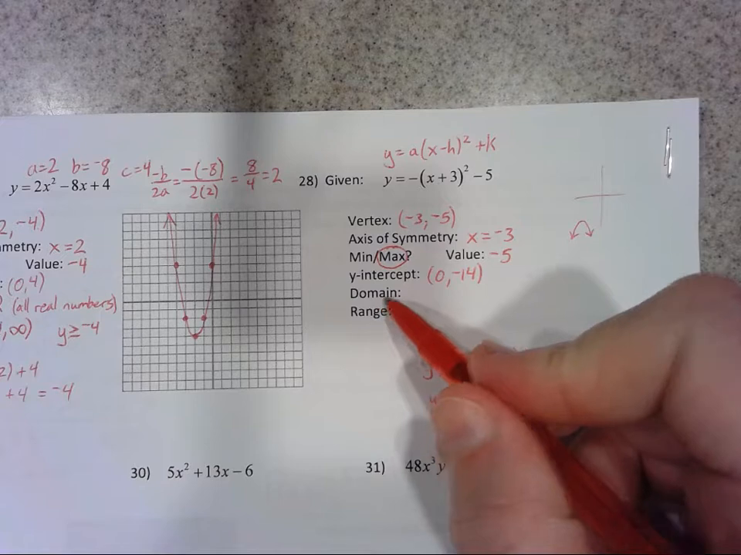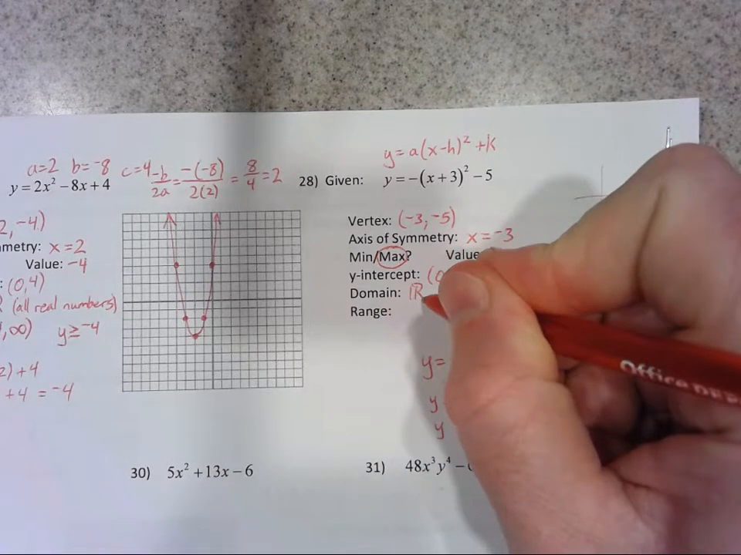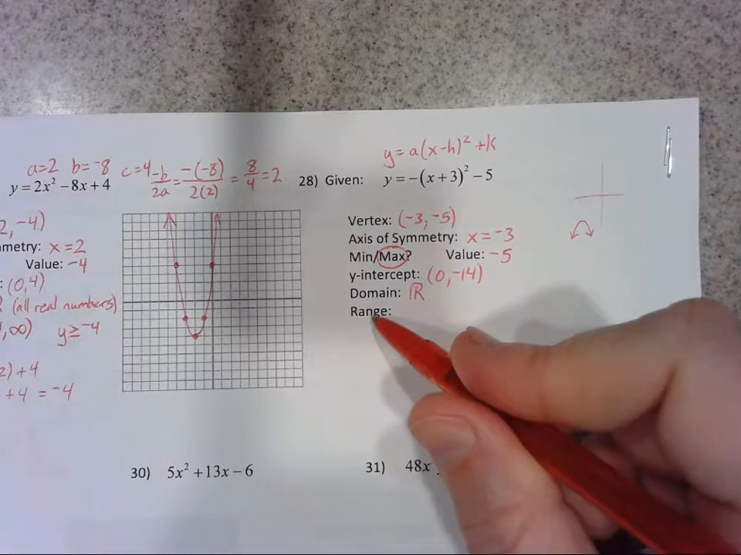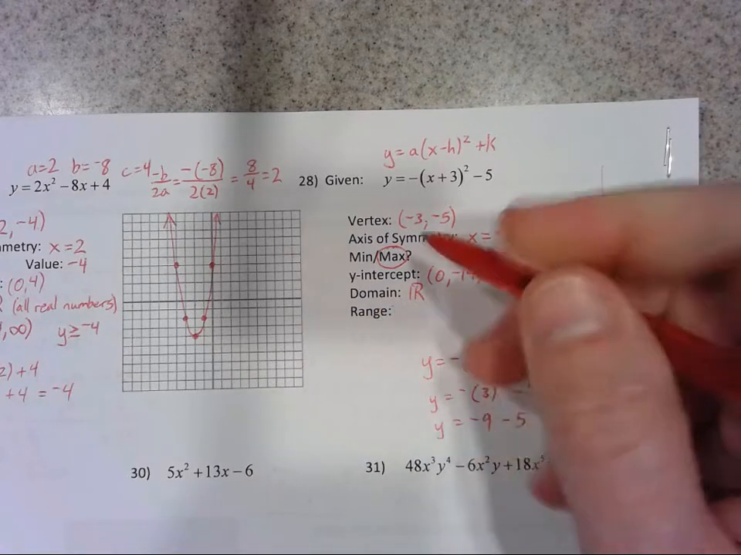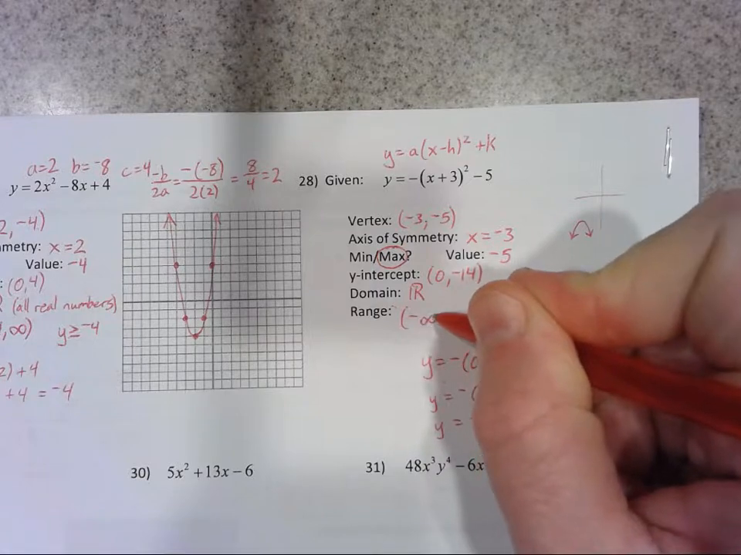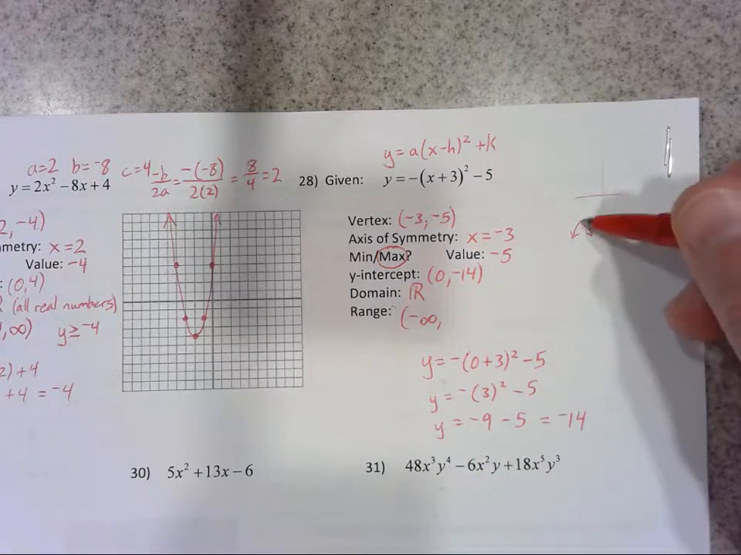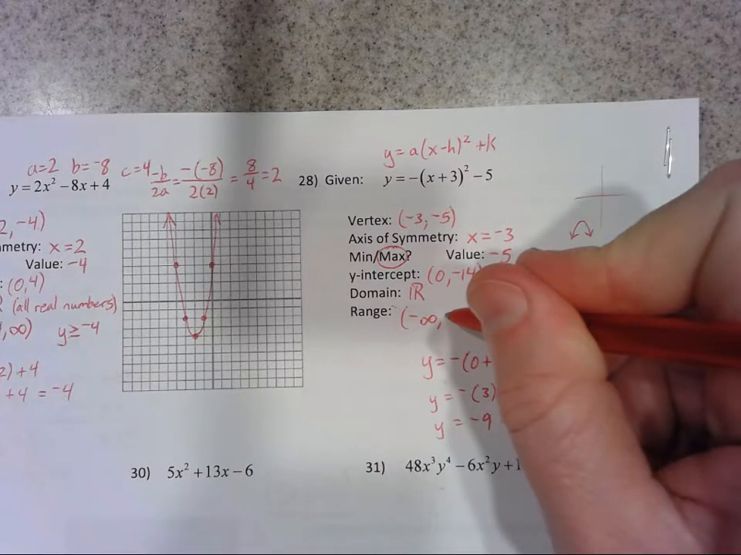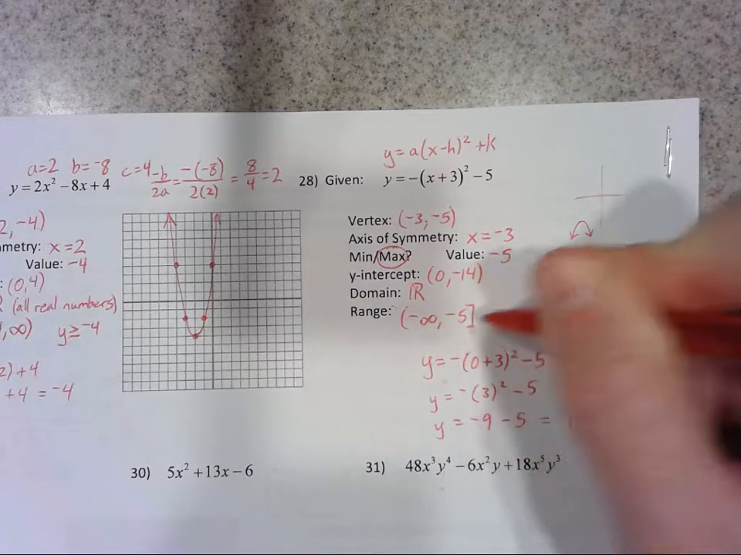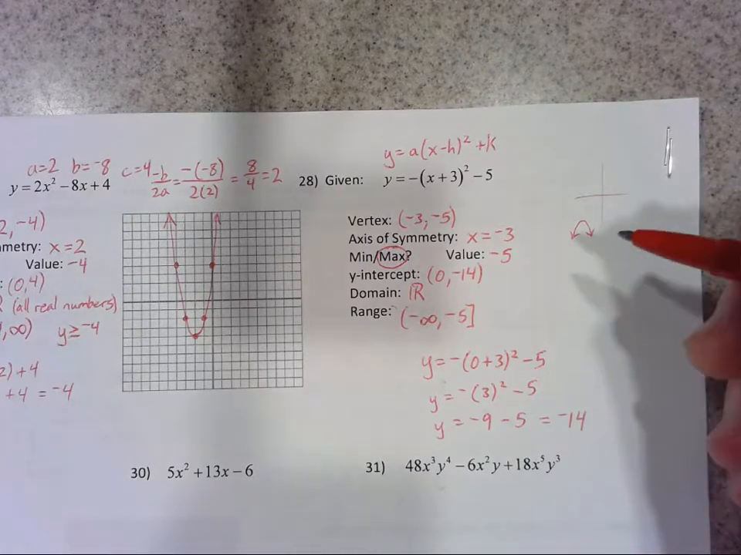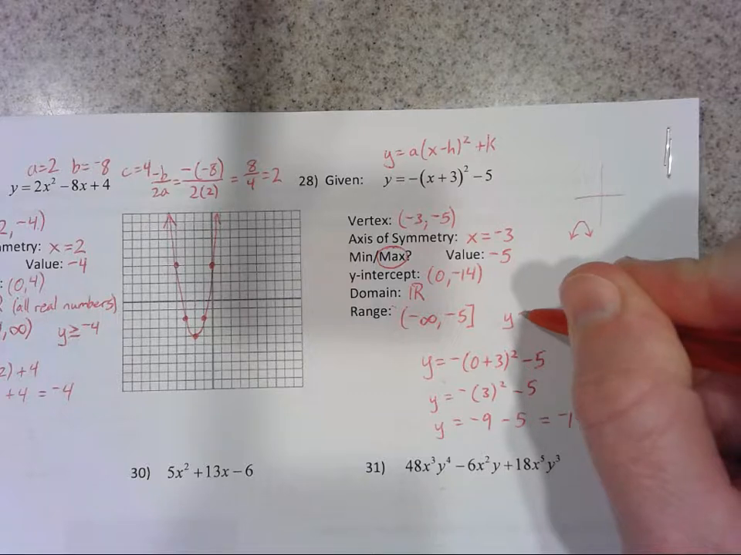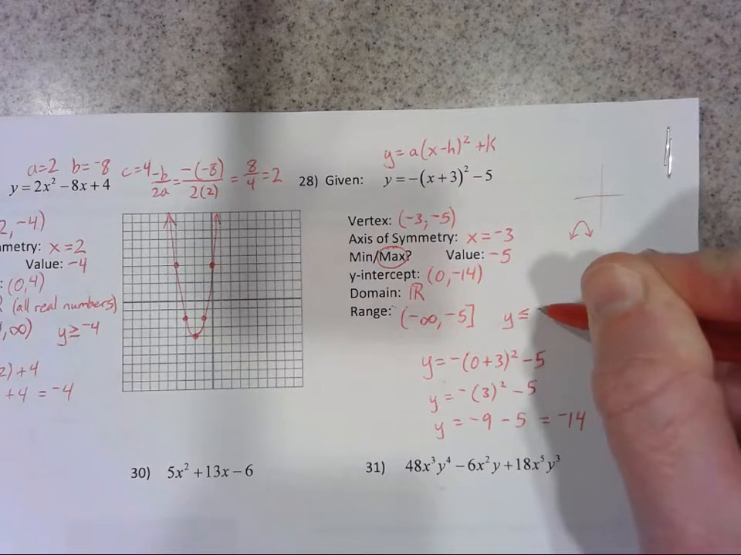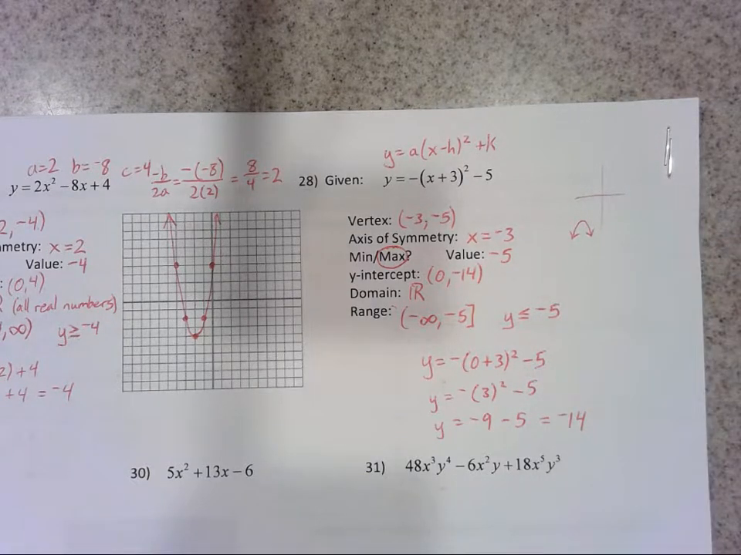Domain, all real numbers. Range, well, the lowest point on the graph, these keep going down, so the lowest point is negative infinity. The highest point, the y-coordinate of the vertex, is negative 5 with a bracket. So as an inequality, y has to be less than or equal to negative 5. Either form would be okay.